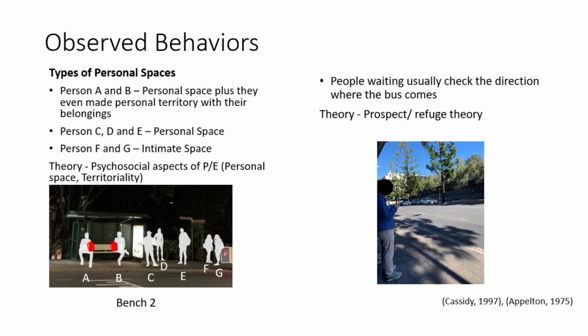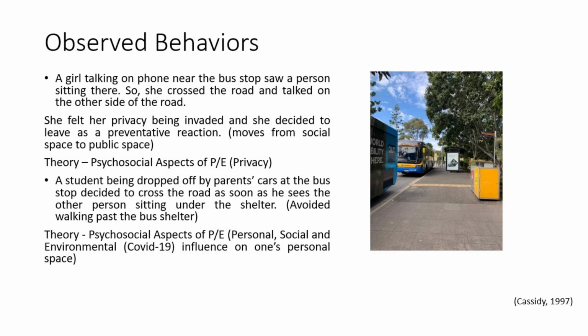According to prospect theory, people waiting for the bus usually check the direction from which the bus comes. These are again behaviors related to psychosocial aspects. A girl talking on the phone near the bus stop crossed the road and talked on the other side of the road when she saw another person sitting there. She felt her privacy being invaded and she decided to leave as a preventative reaction. That is, she distanced that person from her social space to public space.